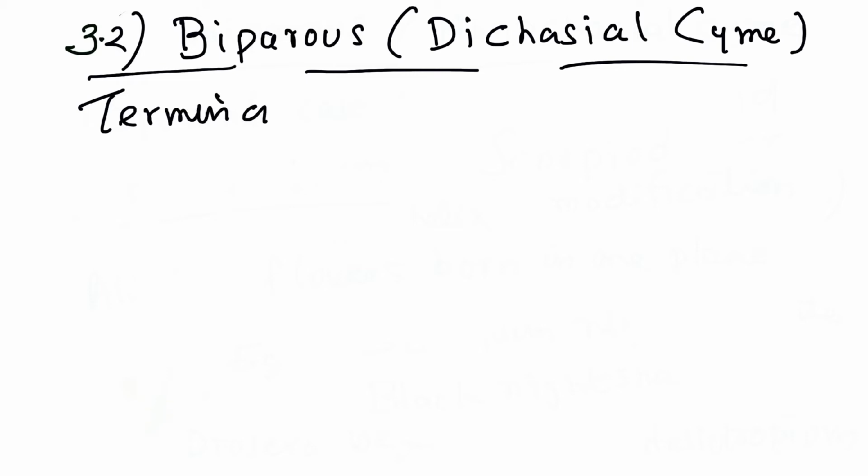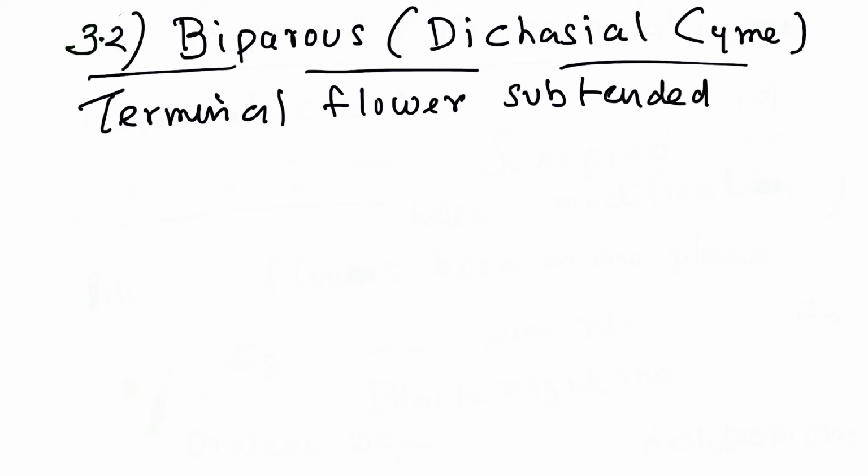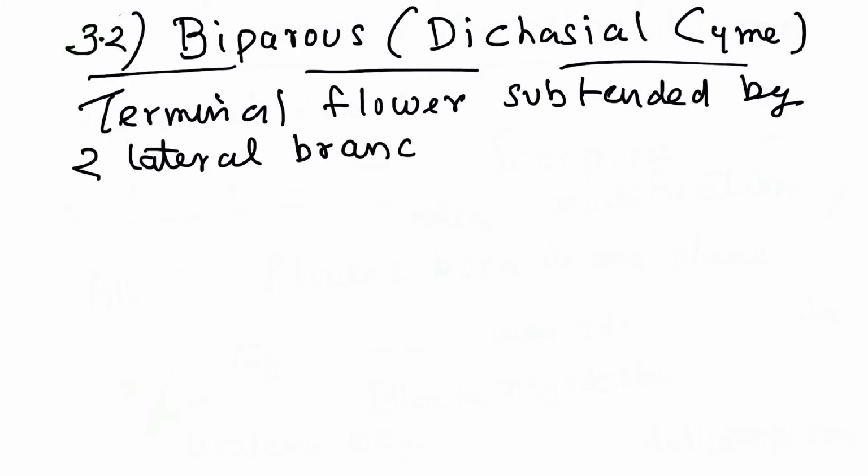So what is the key feature of this kind of Cymose inflorescence? Here, the terminal flower is subtended by two lateral branches, which also end in flowers. So that's a key point.